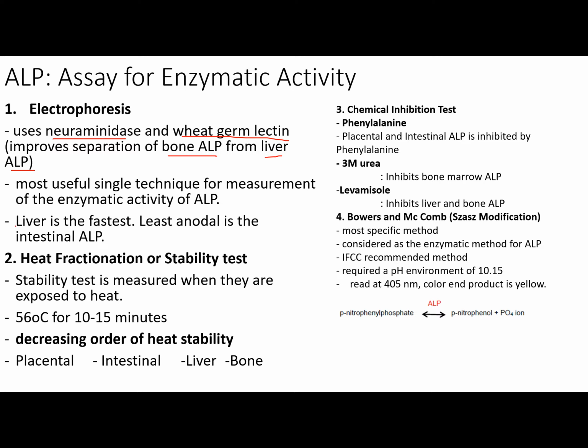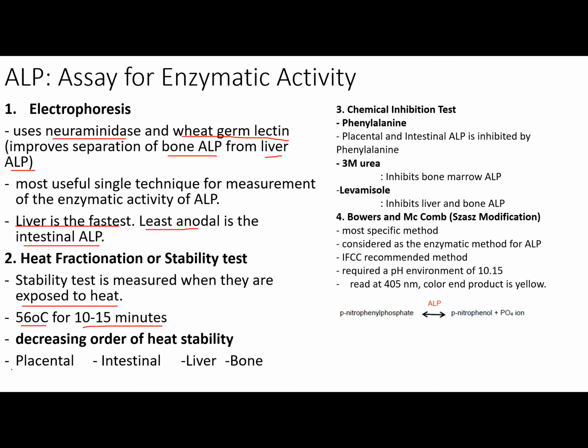Again, liver is the fastest, the most anodal, while the slowest or the least anodal is the intestinal ALP. Then we have the heat fractionation or stability test. This is measured when they are exposed to heat. Temperature is set at 56 degrees centigrade for 10 to 15 minutes. Then decreasing order of heat stability.